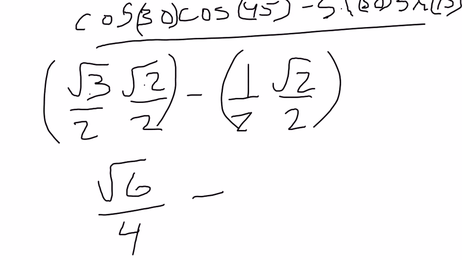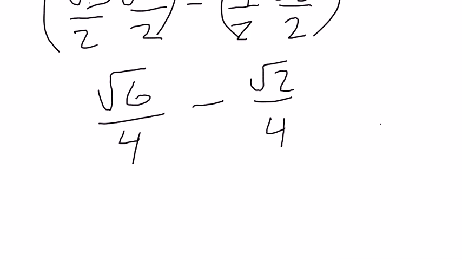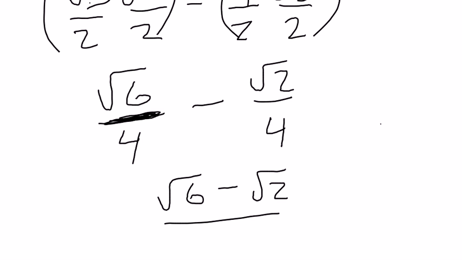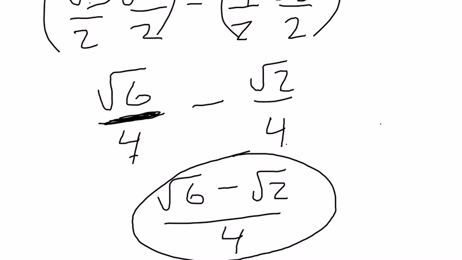Okay, on this side, 1 times the square root of 2 is the square root of 2 over 2 times 2, which is 4. And now I'm going to subtract these two fractions. I can multiply square roots, but I can't add or subtract square roots. So the top is just going to be the square root of 6 minus the square root of 2. And then I only have to write the denominator once. Okay, so this will be your answer. This is the exact value for cosine of 75 degrees.